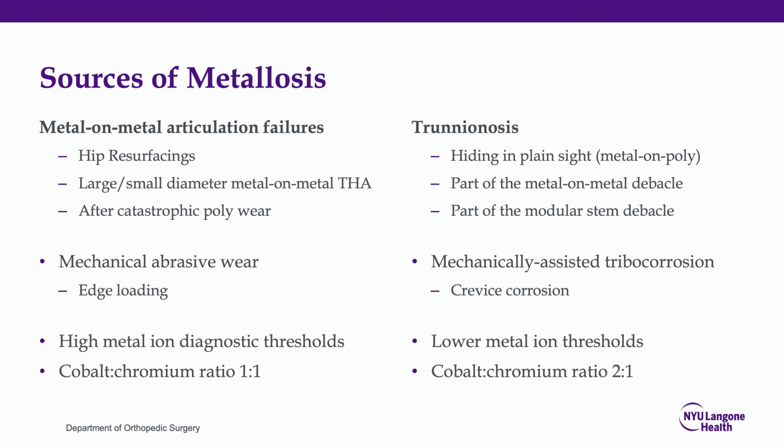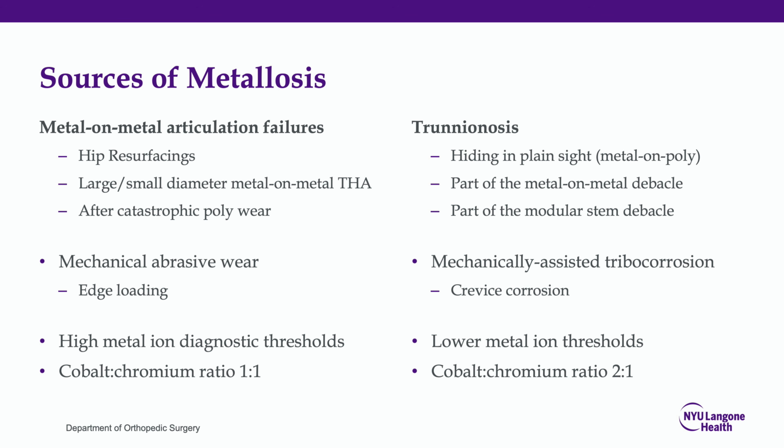We also see some metal-on-metal problems with catastrophic poly wear, resulting in the metal head rubbing against the acetabular shell. But all these articular failures are essentially mechanical abrasive wear, resulting from edge loading or the loss of the polyethylene. These tend to have a 1-to-1 cobalt-chromium ratio when we check metal ion levels, and really the diagnostic metal ion thresholds for these metal-on-metal articulations are relatively high. You're typically going to have over 5 parts per billion, and diagnosis is usually confirmed with over 7 parts per billion. In most cases, you're going to have more than 10 parts per billion in these failures.